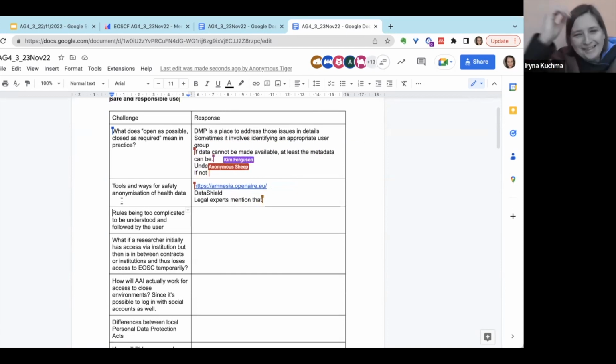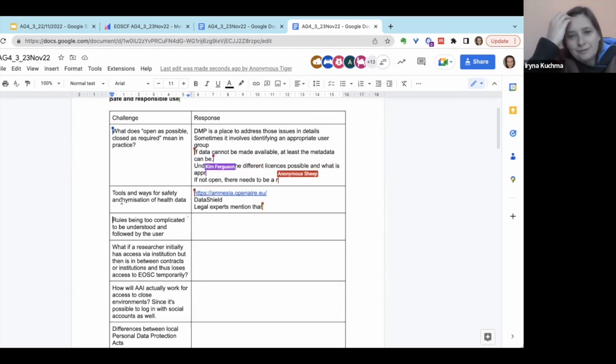Yeah, maybe I'll say what I was typing. What I often hear from legal experts is that real anonymization isn't really possible, and we should be really frank that what we're doing is really pseudo-anonymization and not real anonymization. But again, it depends on the type of data.